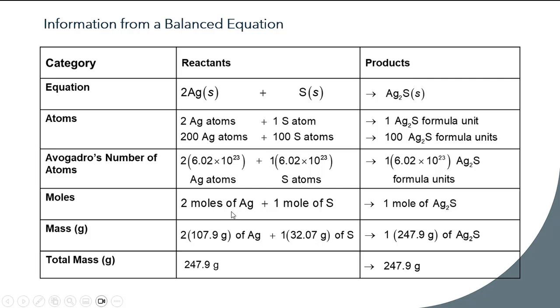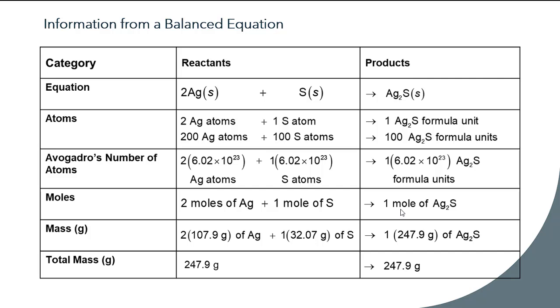That is a mole. So the other way to look at it, and probably the more relevant way for us to look at it, is in terms of moles of silver and moles of sulfur. So 6.02 times 10 to the 23 atoms of silver is a mole of silver. So I need to mix 2 moles of silver and 1 mole of sulfur to get 1 mole of silver sulfide.